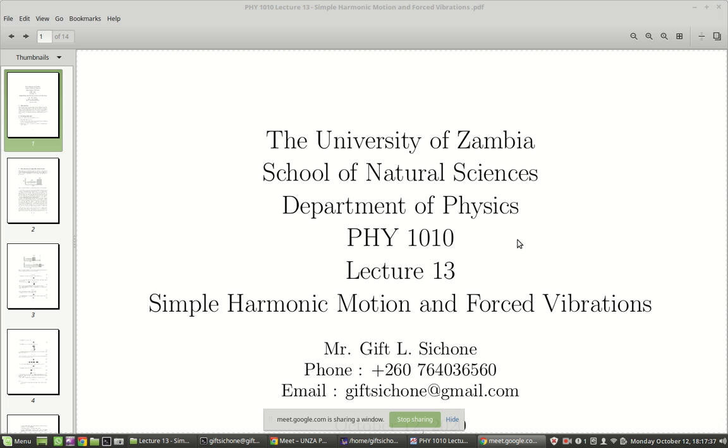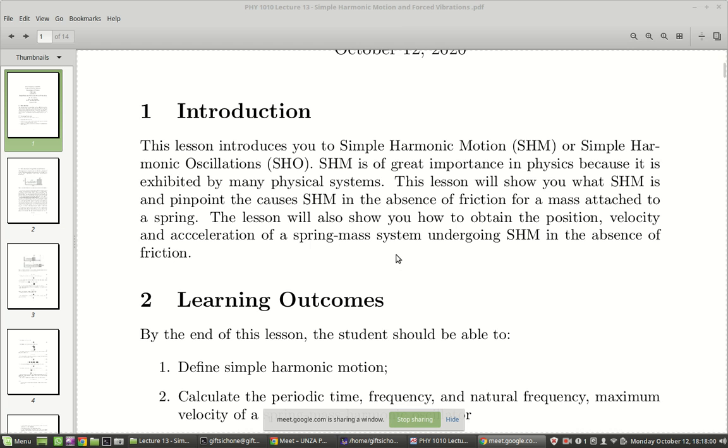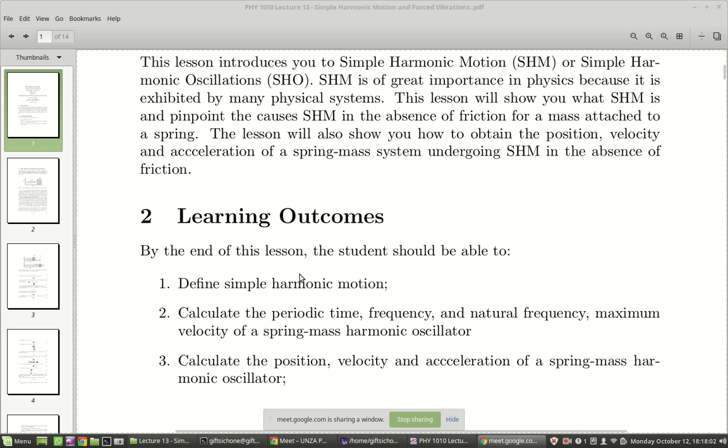So I'll be presenting this lecture entitled Simple Harmonic Motion and Forced Vibration. Basically, we are going to see what simple harmonic motion is and why we have to do forced vibrations. With simple harmonic motion, we are talking about vibrations. What are they? The way we are going to do that, we are going to go through the frequency, the velocity, and other things, position, velocity, acceleration, and stuff like that. Our study of simple harmonic motion is going to be quite specific: a mass which is attached to a spring.